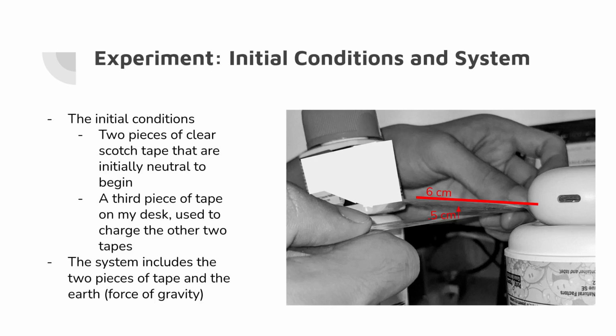The initial conditions of this system are as follows. We have two pieces of Scotch tape that are clear and initially neutral, and a third piece of tape fixed to my desk, which is used to charge the other two tapes. The system includes the two pieces of tape and the earth, as the force of gravity is involved.